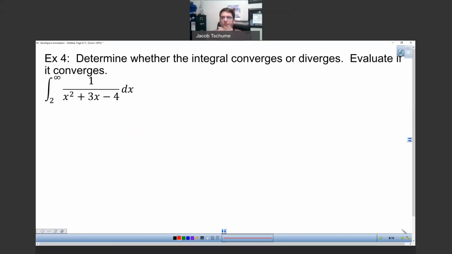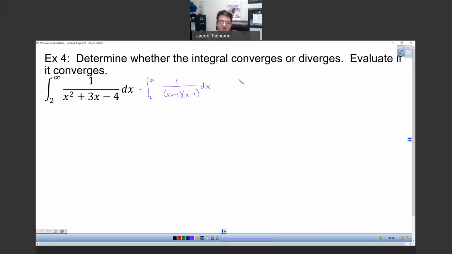All right, example number 4. What is the integral from 2 to infinity of 1 over x squared plus 3x minus 4? So this is no longer a u sub problem. This looks more like a possible partial fraction problem that we did back in section 7.4. Because remember, it's probably going to be a partial fraction if you're able to factor the bottom. And x squared plus 3x minus 4 would factor into x plus 4 times x minus 1. So I need to break this up in order to solve this problem.